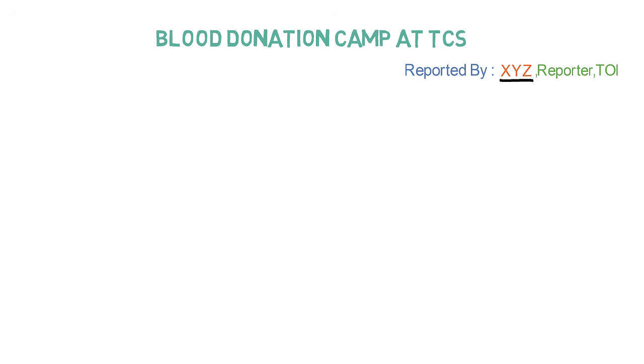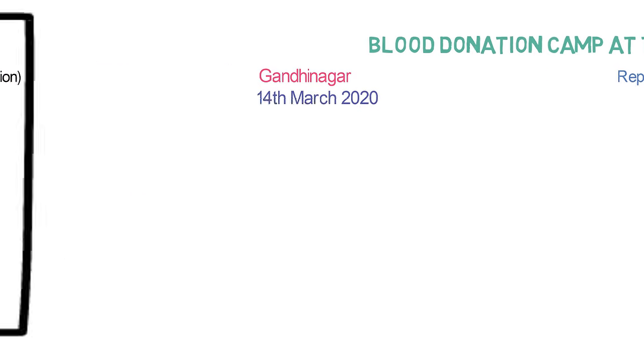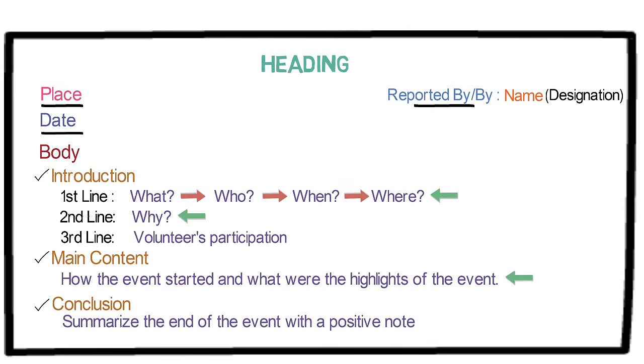Now on the left hand side, let's write the location, which is Gandhinagar, and the date on which the report is written. Let's write 14th March 2020. Now comes the body of the report. As discussed, it is divided into 3 paragraphs.